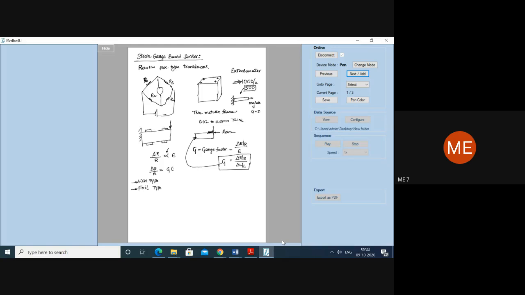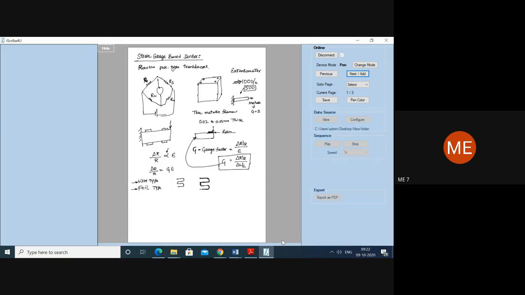Okay, now I'll just write. The wire type is going to be like this, and the foil is going to be something like this. Right, so this is the member. Just observe: this is going to be the wire type and this is the foil type.